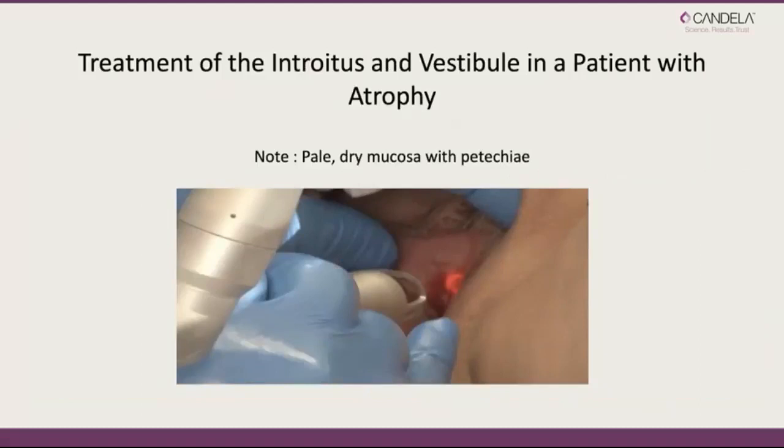And here we can see a patient, probably postmenopausal, with this pale, dry mucosa and petechiae. One thing patients mention very often is that after having this treatment, they see an improved moisture and lubrication of the region. So much of the symptoms that they suffer due to vaginal atrophy is actually due to dryness of the vagina. It's very uncomfortable sometimes even to walk or to perform normal activities because of the chafing. And after this treatment, there's a big improvement in that.